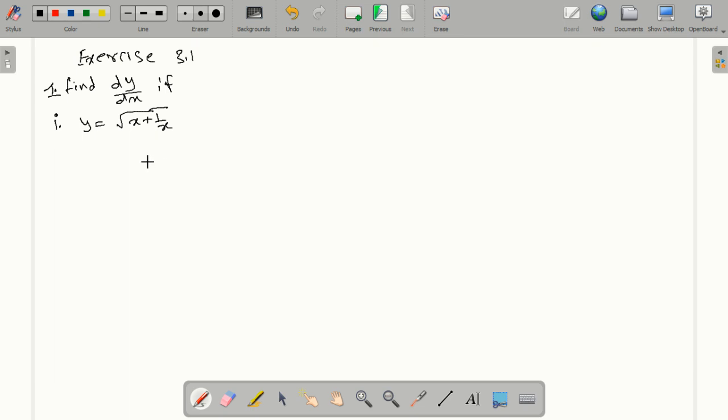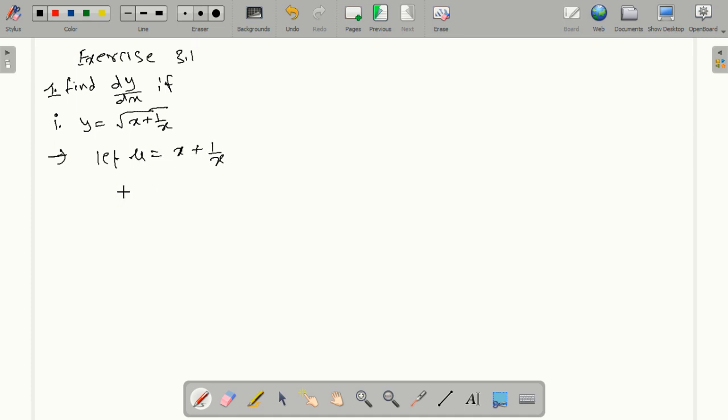To solve this, if you notice, this is a complex looking function. It is like the square root of x plus 1 upon x, right? It's not the root of x, but instead it's a root of x plus 1 upon x. So to solve this, I'm going to say that let u is equal to x plus 1 upon x, right? Inside this square root, I have assumed that u is equal to x plus 1 upon x.